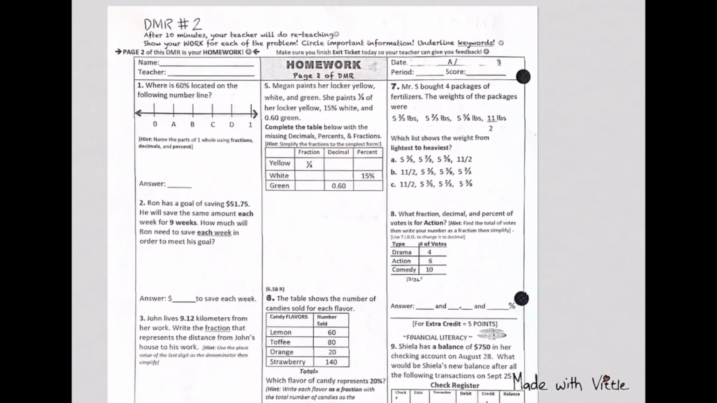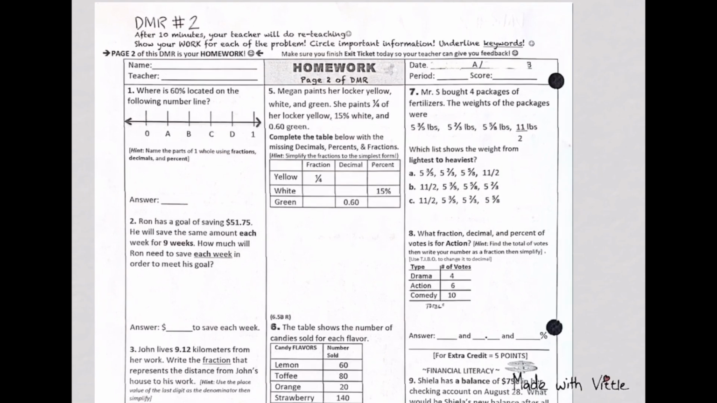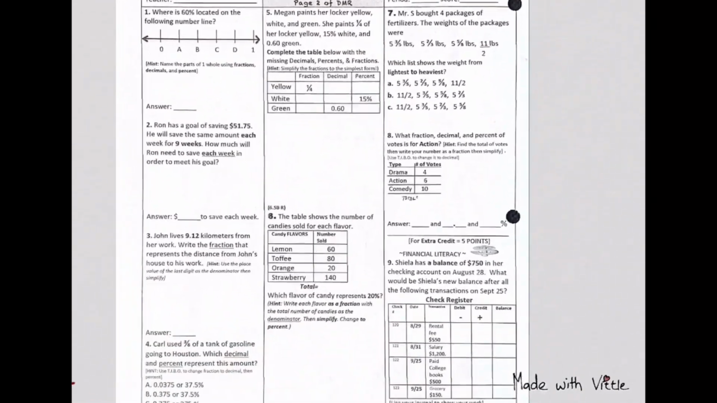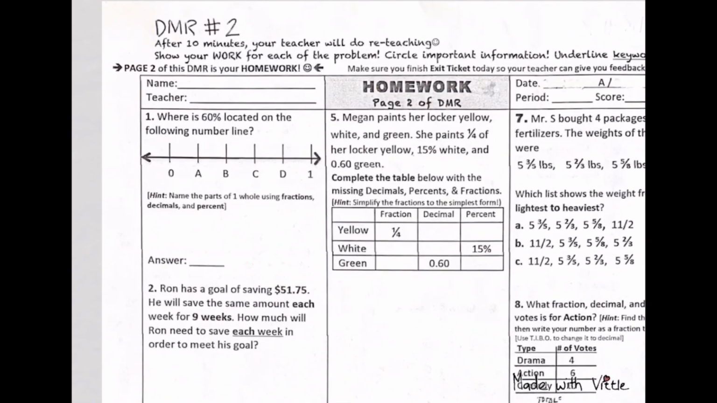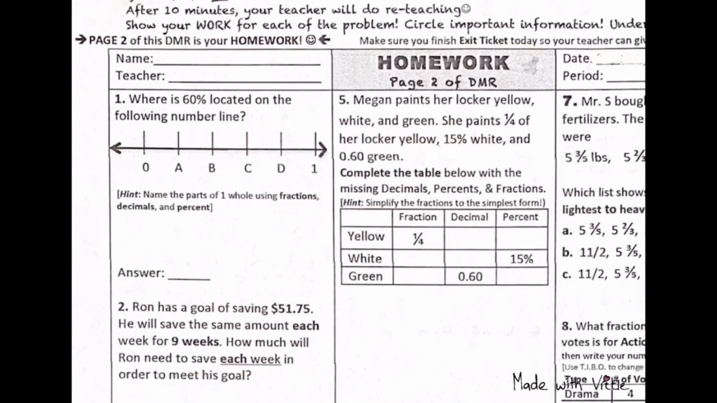We are now on DMR number 2, Daily Math Review number 2, and this is page 2 of your exit ticket and DMR notes. There are like 9 items here. Let's start on item number 1. It says, where is 60% located on the following number line?